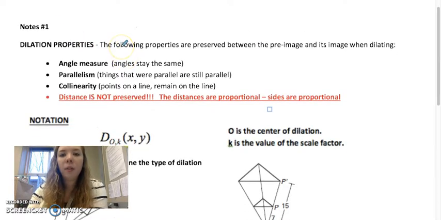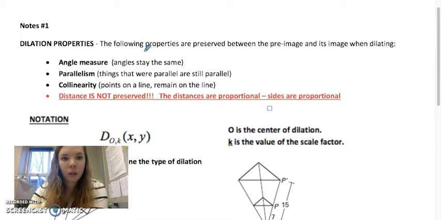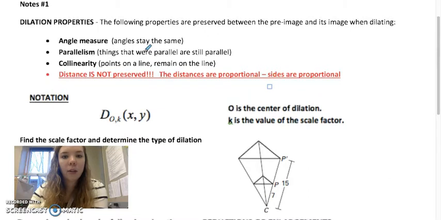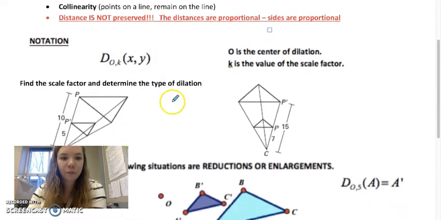So the following properties are preserved between the pre-image and image when dilating. The angle measure, they're always going to stay the same. Parallelism, things that were parallel before are still going to be parallel. Collinearity, points on a line remain on that same line. Distance is the thing that's changing, but they're not just changing in a random way, they are still proportional, so there is a pattern.